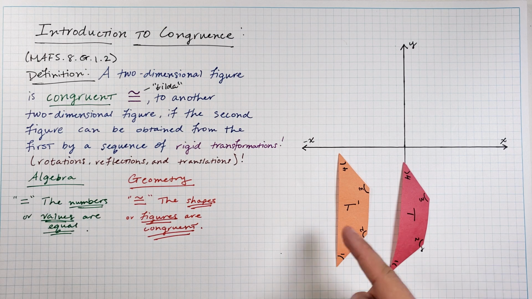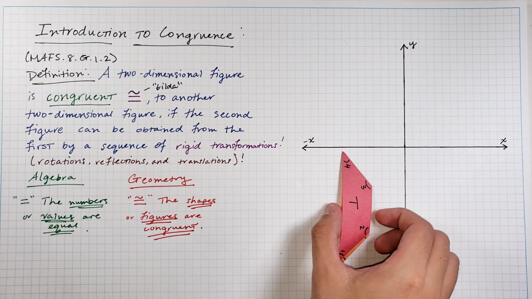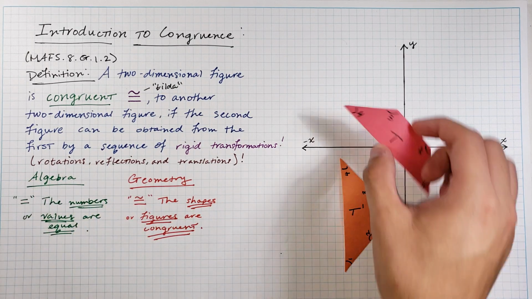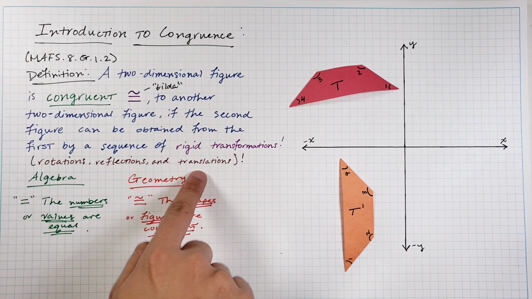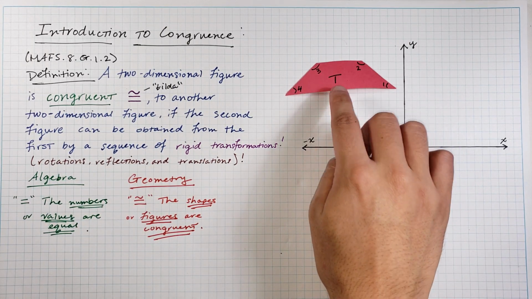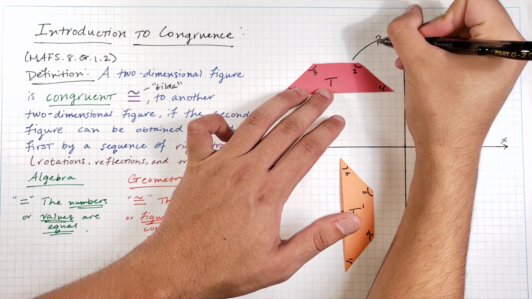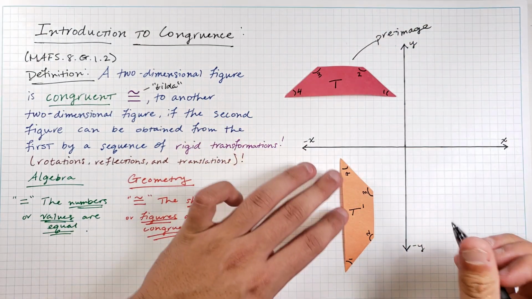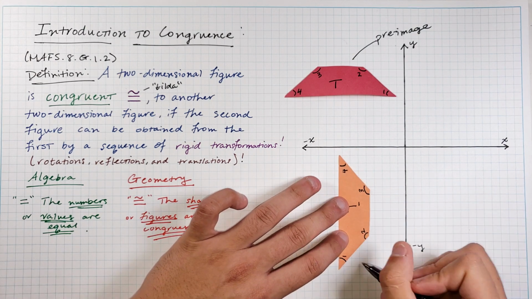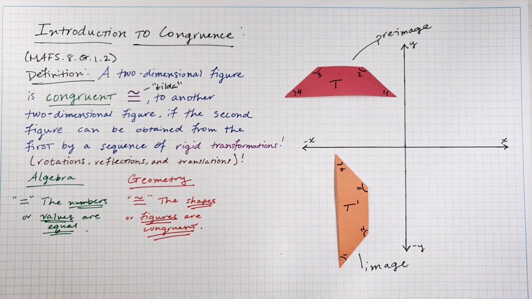The entire T is on T prime, and we say they're congruent. Congruent just means, is there a way you could adjust the shapes using the rigid transformations, rotations, reflections, and translations, so that you get the original figure? Normally, this is called the pre-image. And the one that we're trying to get to is called the image.